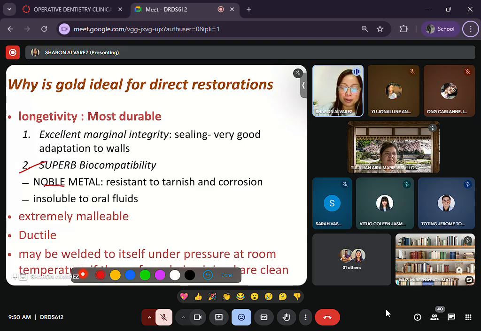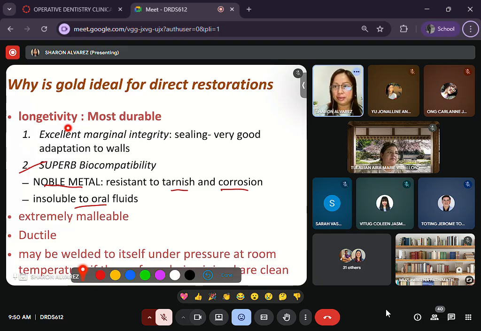Gold is a noble metal. We know what we mean by the noble metal, right? So gold itself does not tarnish, it does not corrode. Just like when you have jewelry made up of gold, you don't see it being destroyed by tarnish or corrosion, right? And also, it does not get dissolved in the oral cavity by the saliva. So these are the two main reasons why gold is considered to be the most durable restorative material there is on earth.